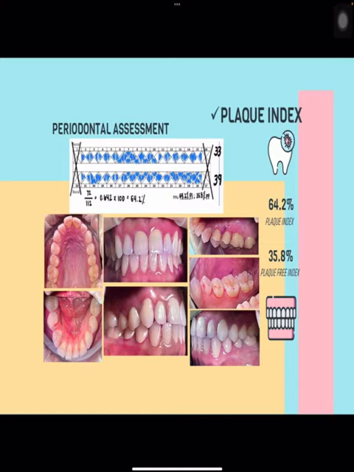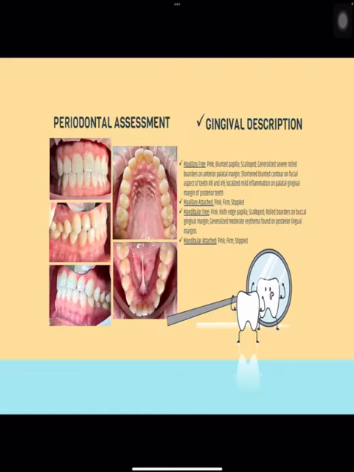Plaque index is 64.2 and plaque-free index is 35.8. Plaque accumulated mainly interproximally as well as on the palatal and lingual surfaces. For the gingival description, the only findings needing note are on the maxillary: scalloped, severe generalized rolled borders on the anterior palatal margin, short and blunted contour on the facial aspect of teeth 8 and 9, and localized mild inflammation on the palatal gingival margin of the posterior teeth. On the mandibular, there are scalloped rolled borders on the buccal gingival margin and generalized moderate erythema on the posterior lingual margins.